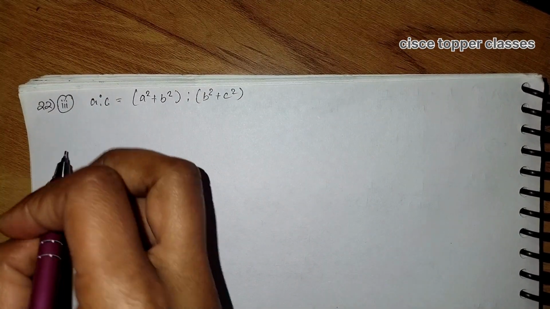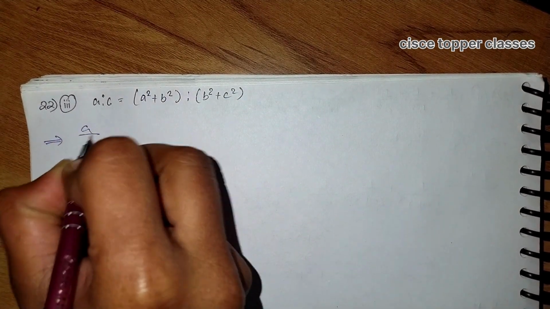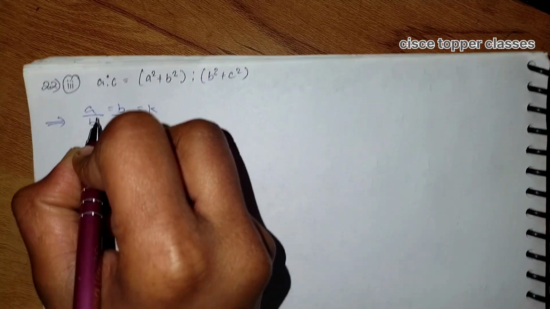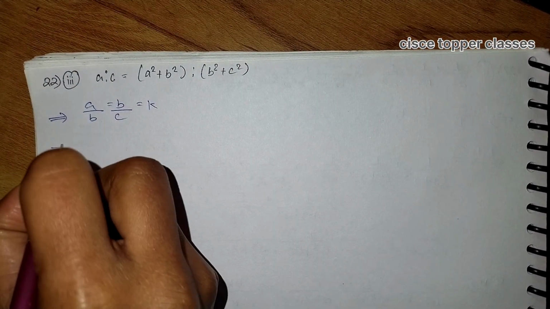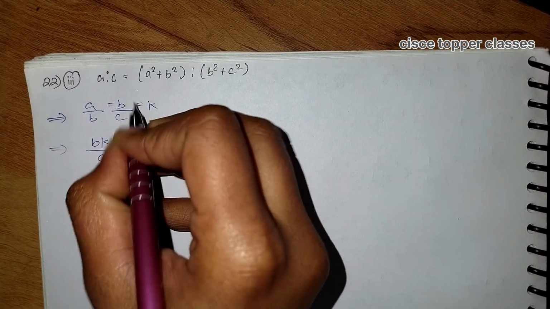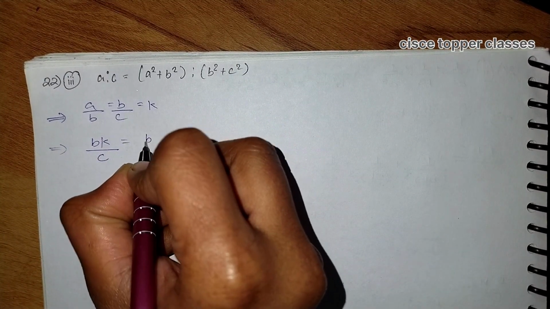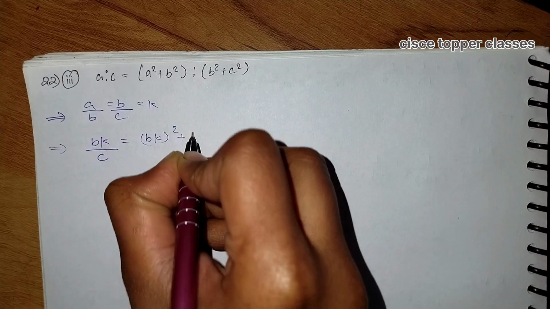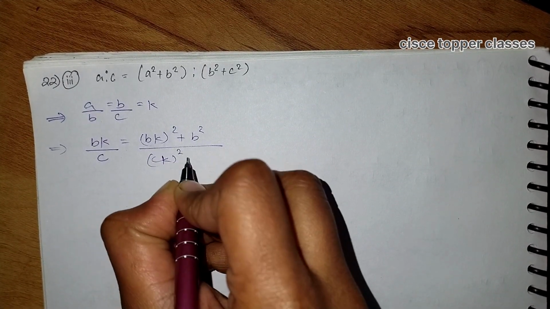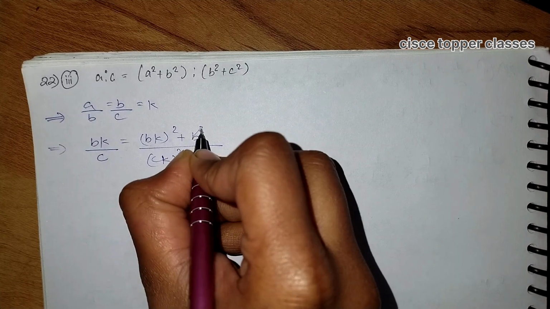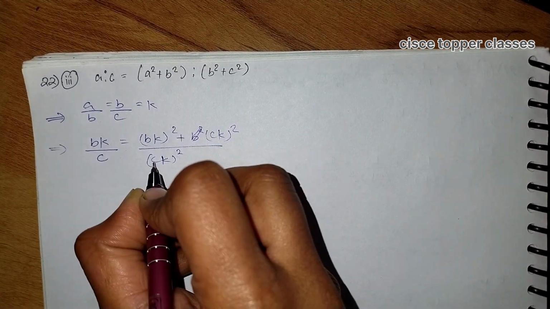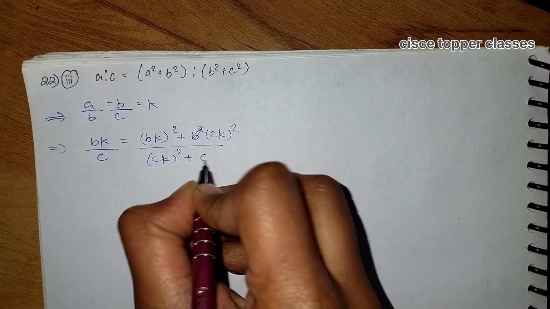Let's solve question number 22, third part. Here again a by b is equal to b by c, which is equal to k. So we can put in place of a as bk. So a by c will become bk upon c, equal to a² plus b² will be (bk)² plus b², divided by b², will become (ck)². b² will become here (ck)², and (ck)², b² will become (ck)² plus c².